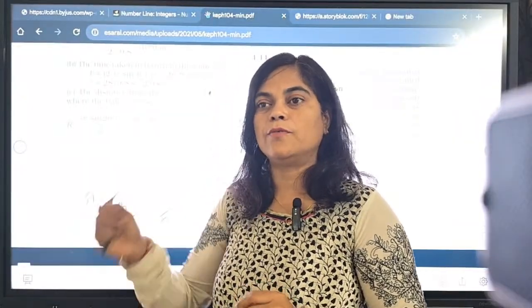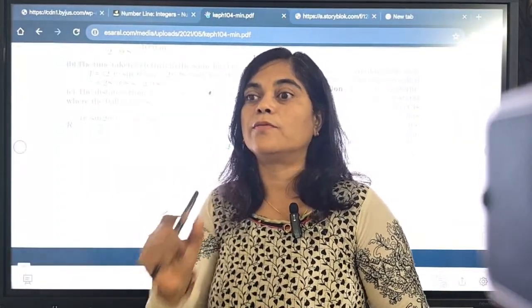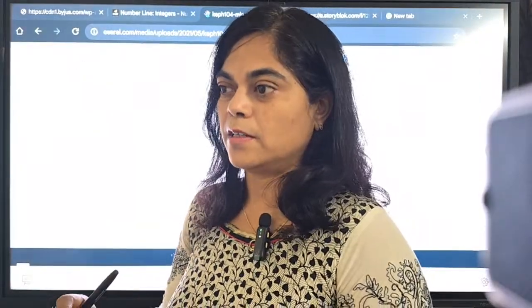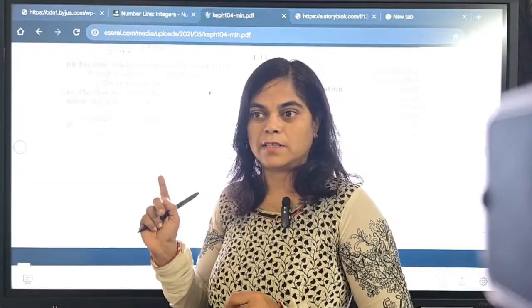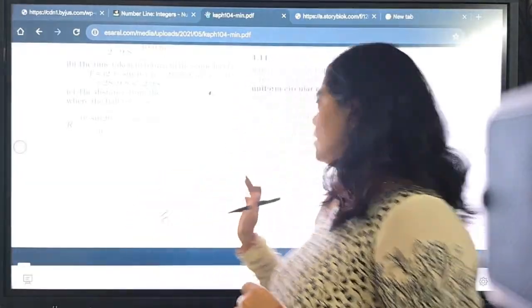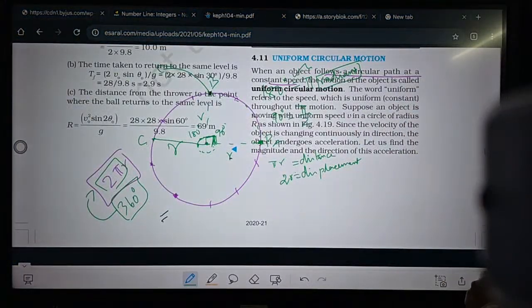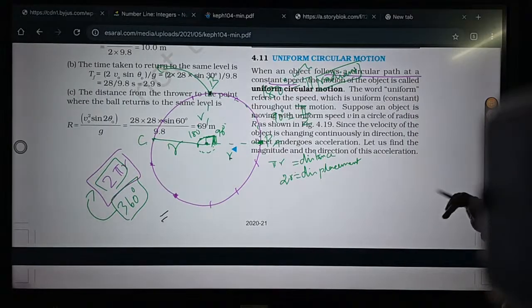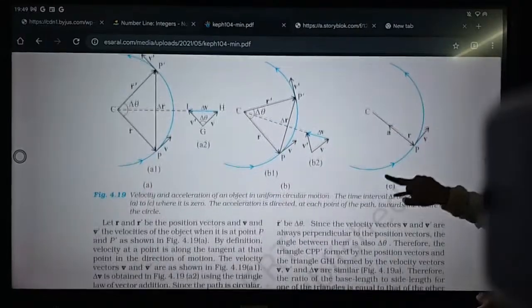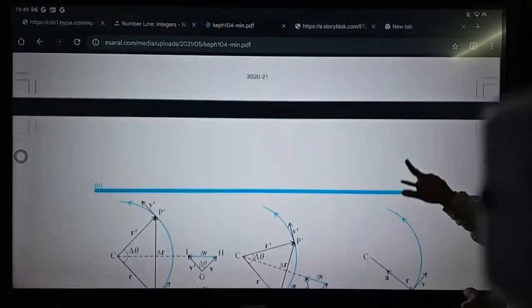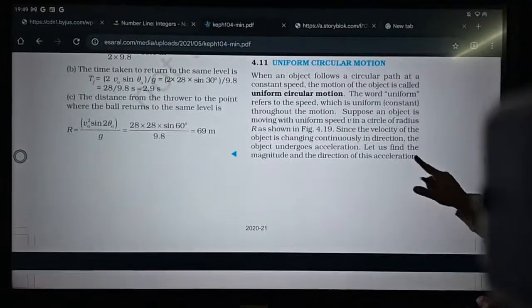So uniform circular motion always talks about the uniform speed, not the velocity. We are taking only distance, not the displacement. Is this clear for you? Okay. So then, this is a very important point.